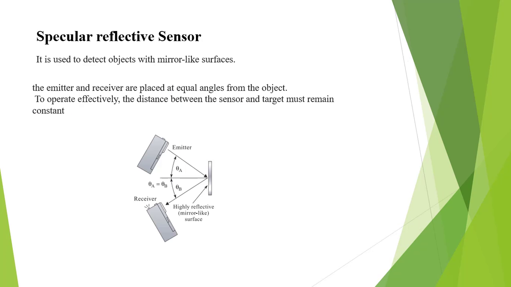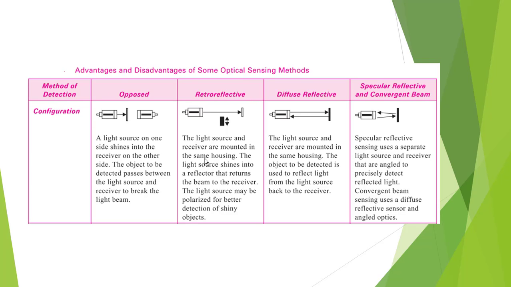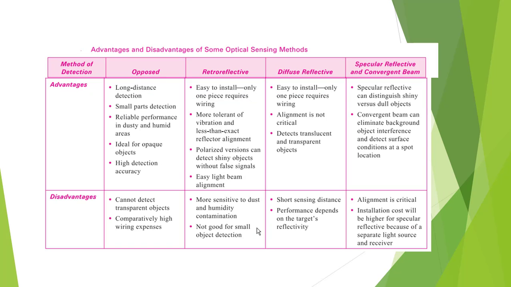Also, the alignment is difficult here. Retroreflective, diffuse reflective, specular reflective and convergent beam are easy to align. So that's all 5 photoelectric sensors.